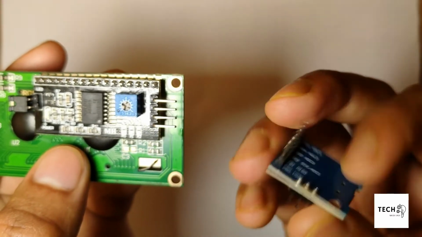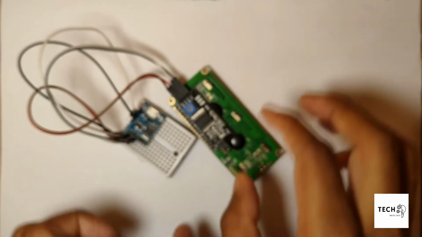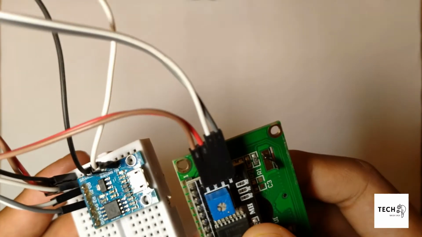We'll now take a look at the circuit diagram and make the connections. The pin P0 is the SDA pin and P2 is the SCL pin. Connect the SDA and SCL on the microcontroller to the SDA and SCL on the LCD I2C module. Power it up with the 5-volt and ground pin. Make the connections as per the diagram. As you can see, I have made the connections temporarily on a breadboard.